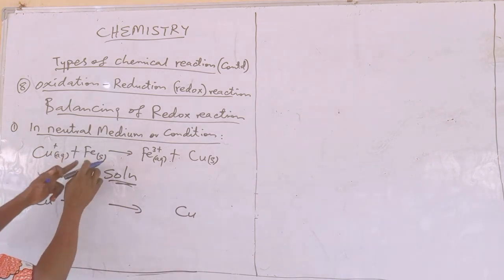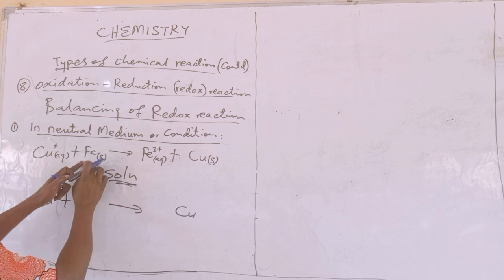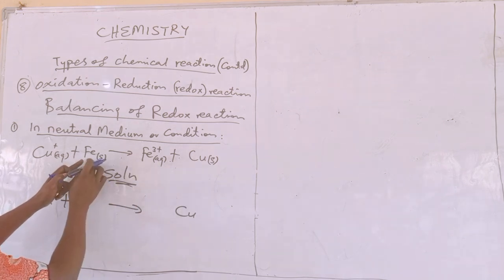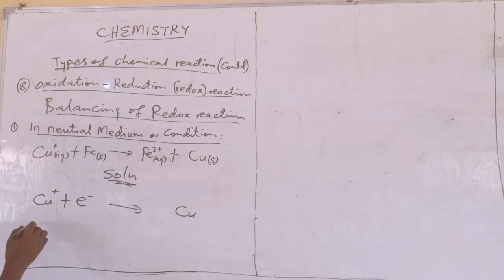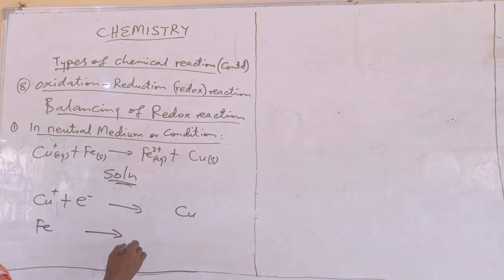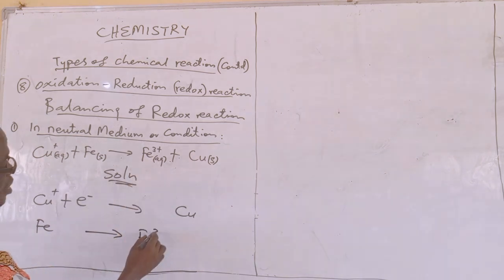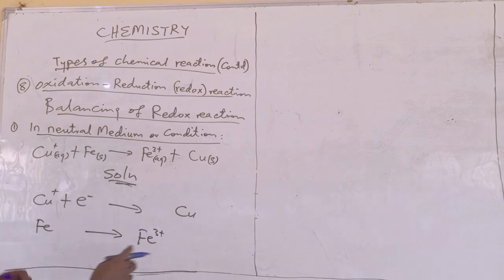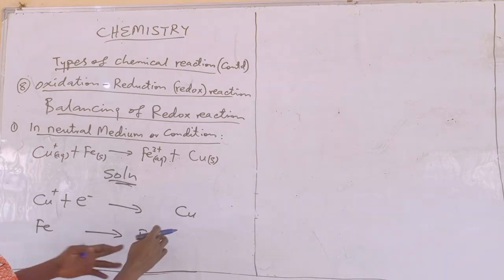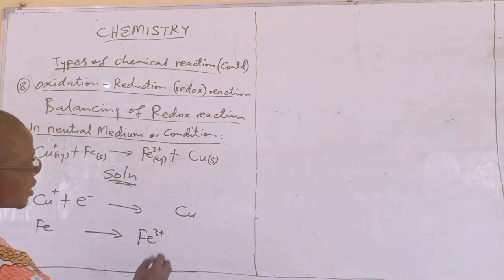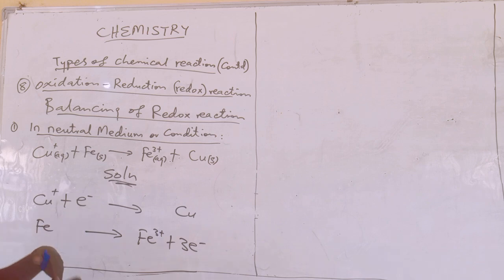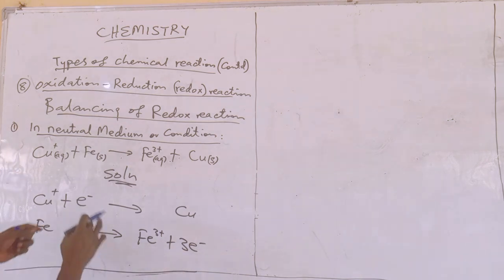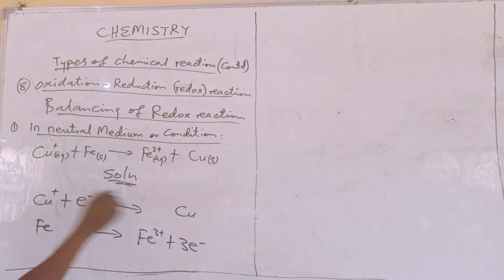Now, I am done with that. Let's go to the second half equation. I have Fe, and I have Fe 3 plus. So I will now say Fe arrow to give me Fe 3 plus. Remember, something also happened here. For it to carry 3 plus, it has given out 3 electrons. So I will now say 3e minus. E minus means electron. So now I have split the two. So that's the first step.